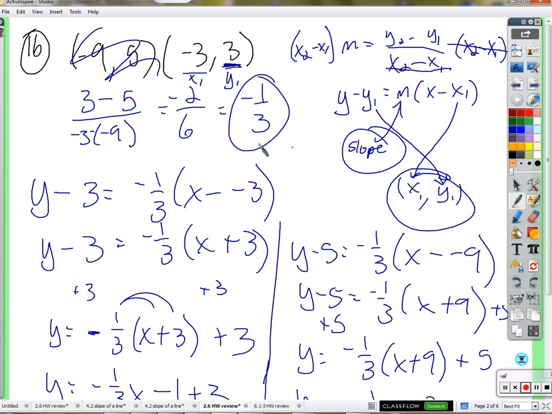So, just a quick recap here. We used the slope formula to find the slope. Now we had the slope and the point. And then we tried it both ways. Tried it with this point and this point. We plugged in that x, that y, here we plug in this other x, the other y. Either way, we end up with the same equation.